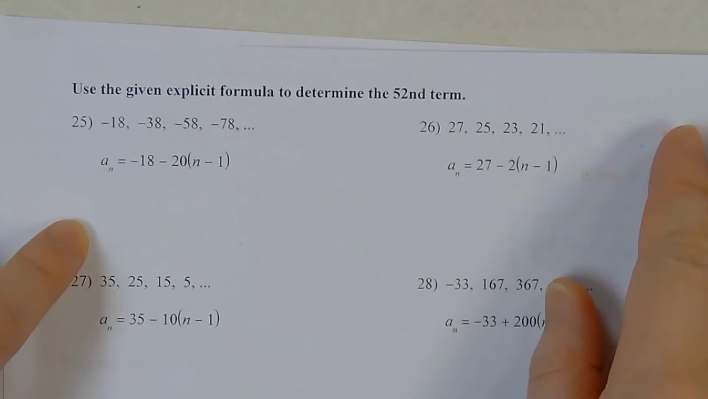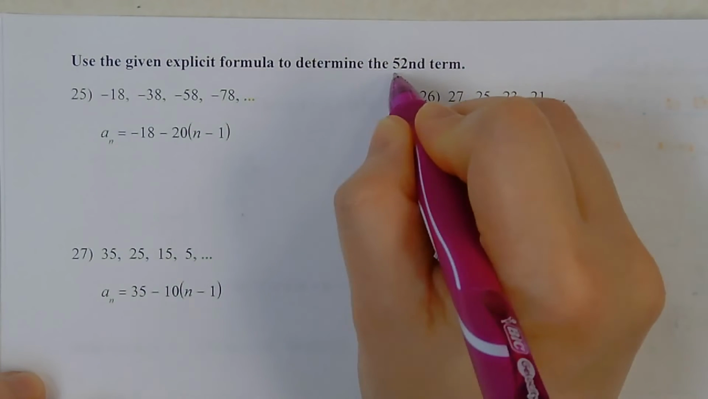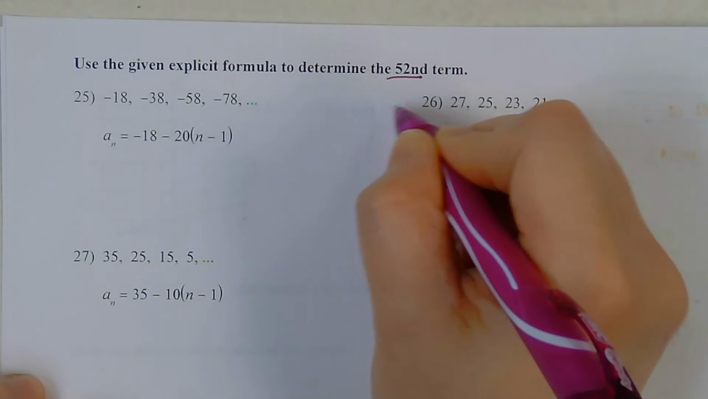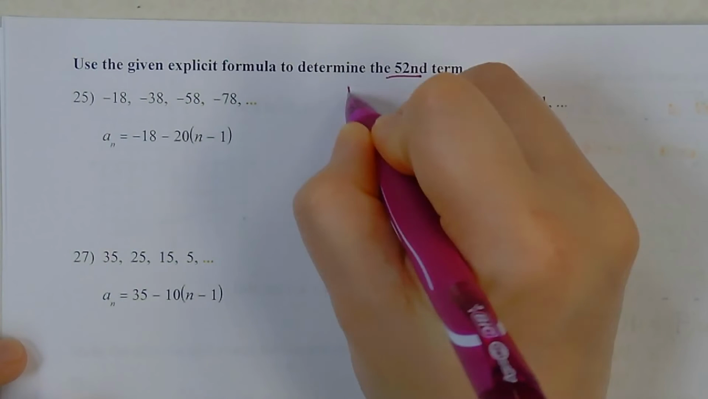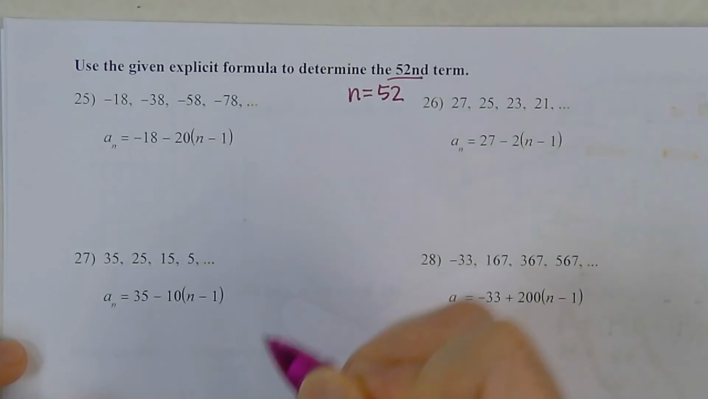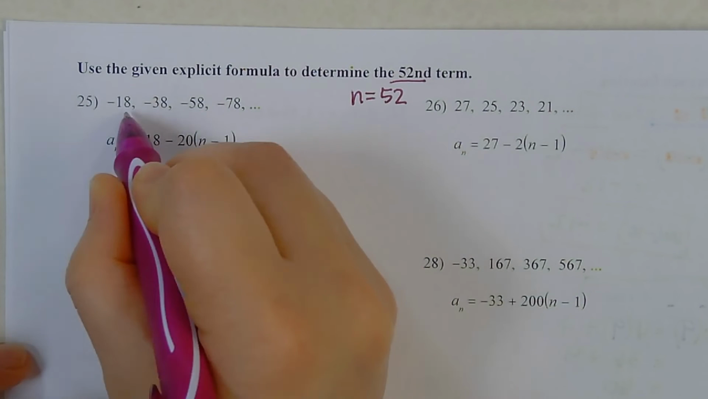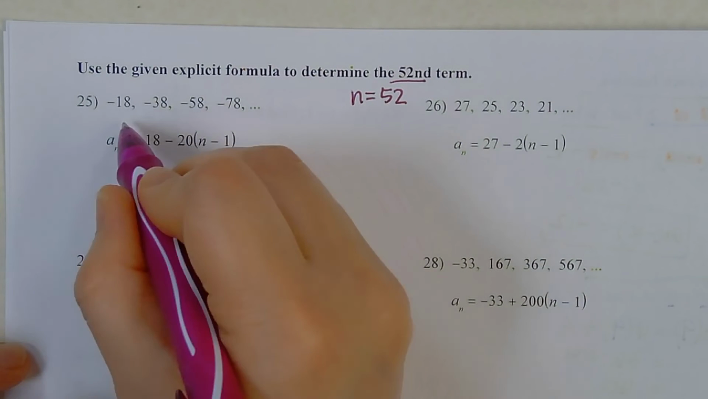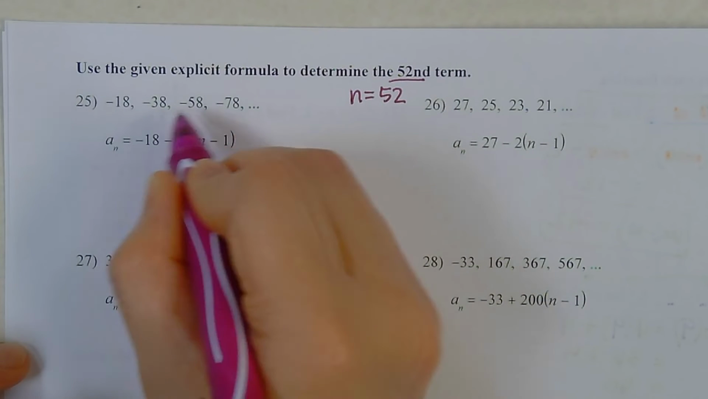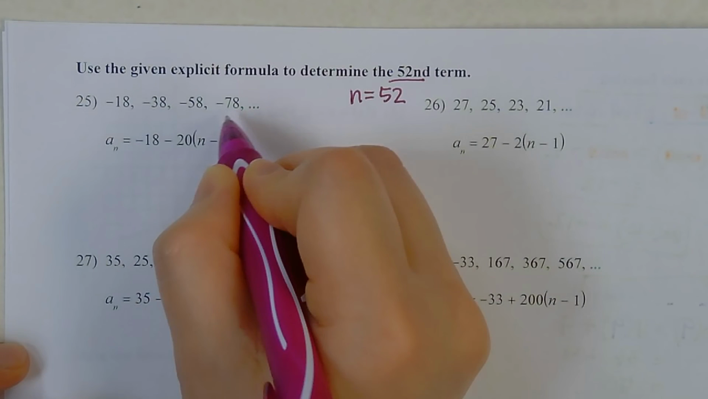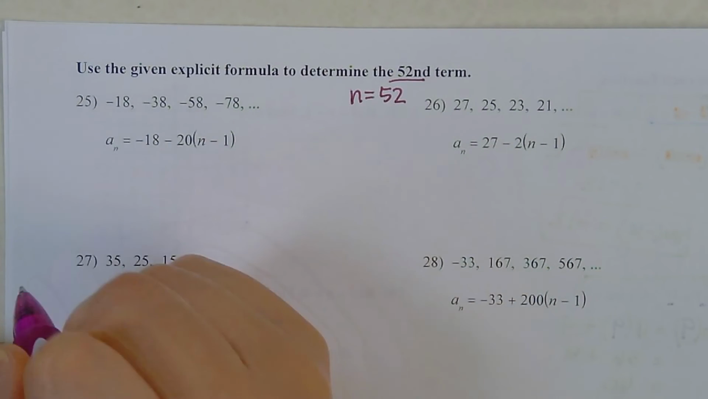So given the explicit formula, determine the 52nd term. Instead of having to just keep on doing this until we get to the 52nd term, because that's quite a bit, this is what n is equal to. n is equal to 52. We already have the explicit formula. Technically, we don't even need the sequence, but it's a visual to help us see what's going on. -18, then -38, -58, -78. So it looks like we're going down by 20s, starting at -18.